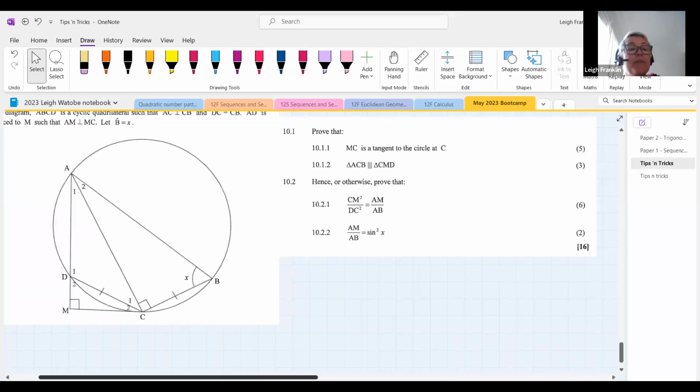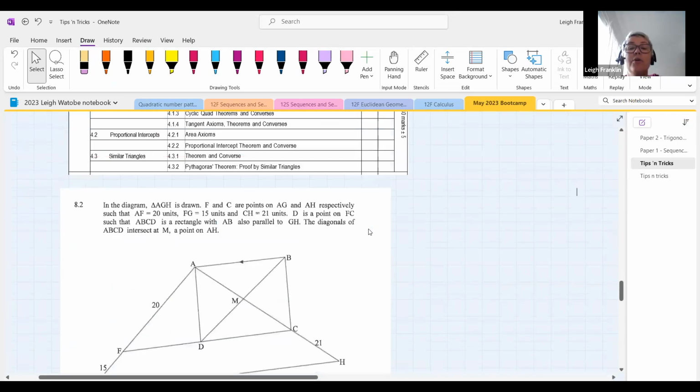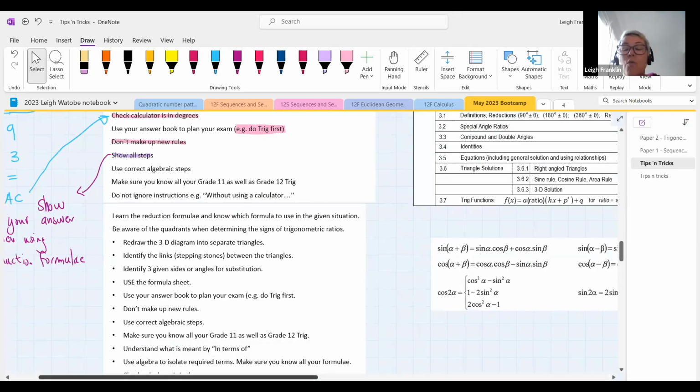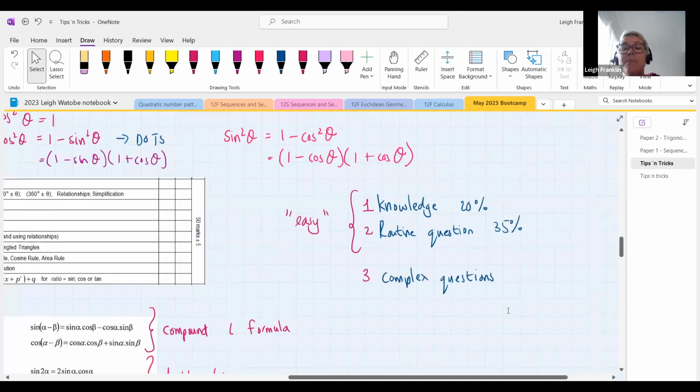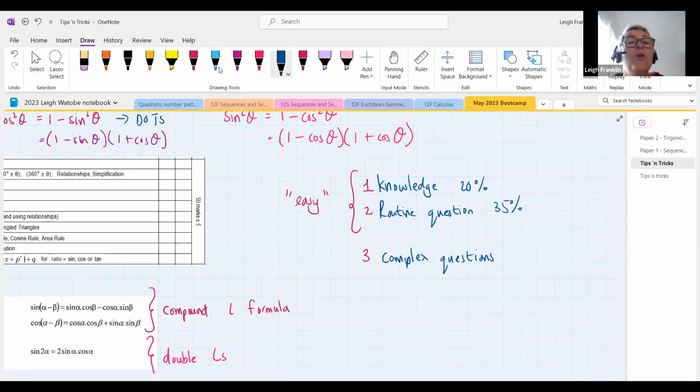If we have a look at something like this, they've given us a circle, the question says, prove that MC is a tangent to a circle. That would probably be either difficult routine or easy complex sort of question. Then the next one, proving that the triangles are similar to one another, that would be seen as a routine sort of question. Okay, so complex questions are ones that have got a few more steps, maybe where you have to work backwards, etc., etc. Those are 35% of your paper as well.